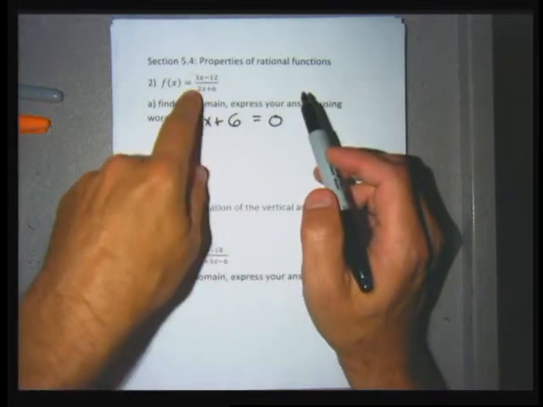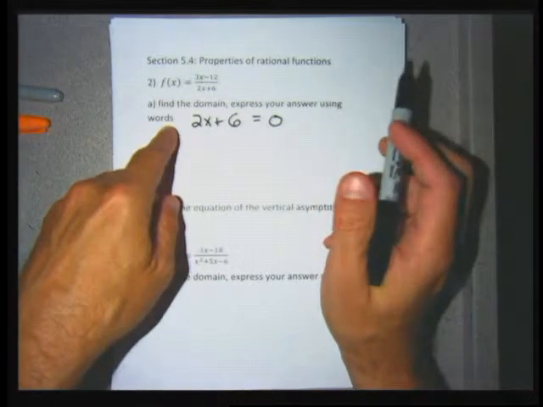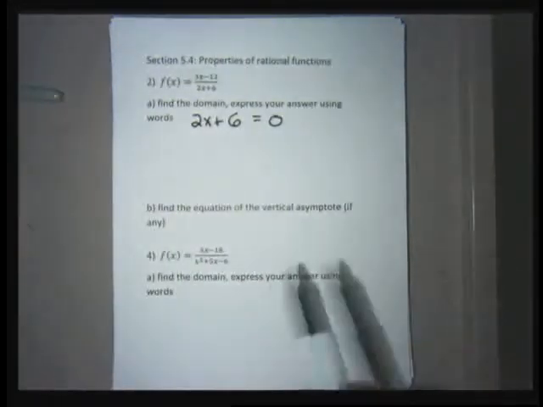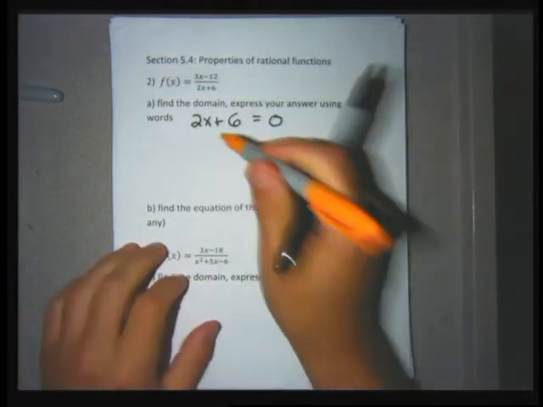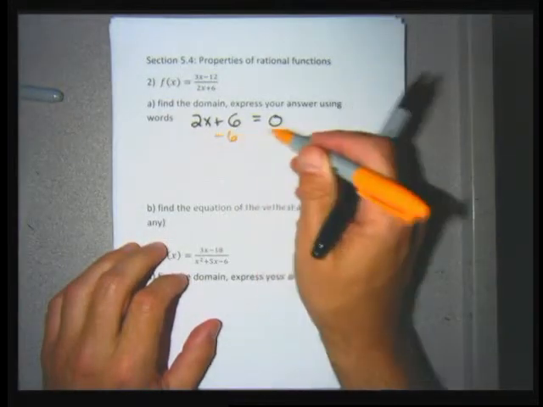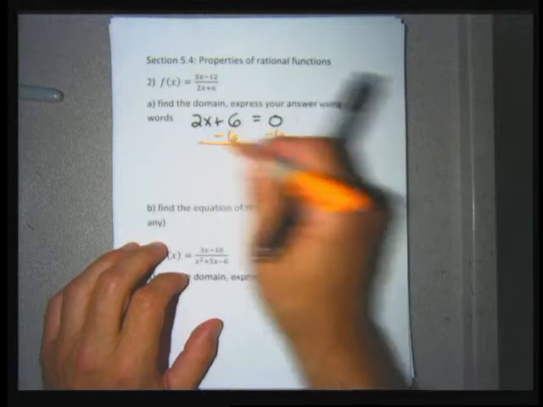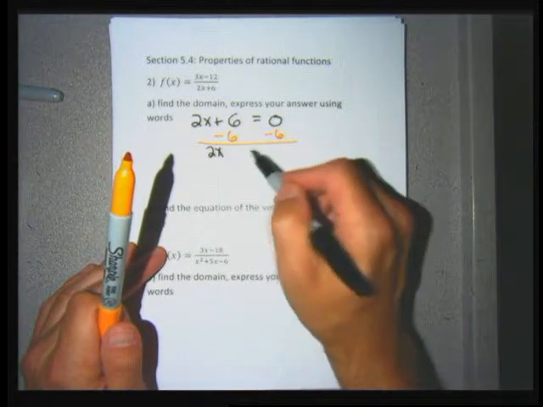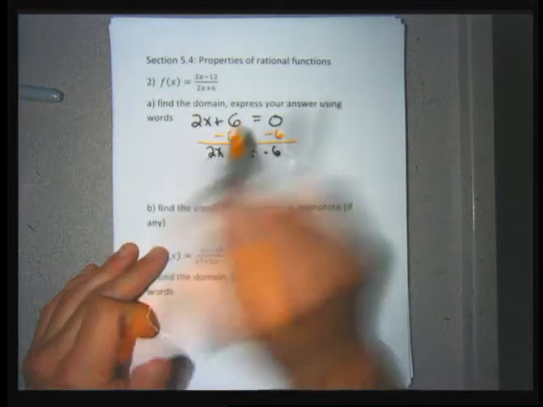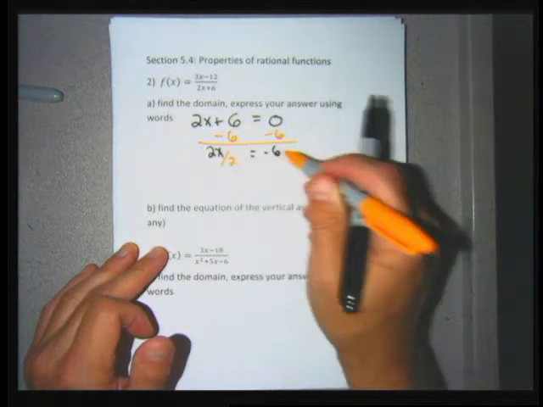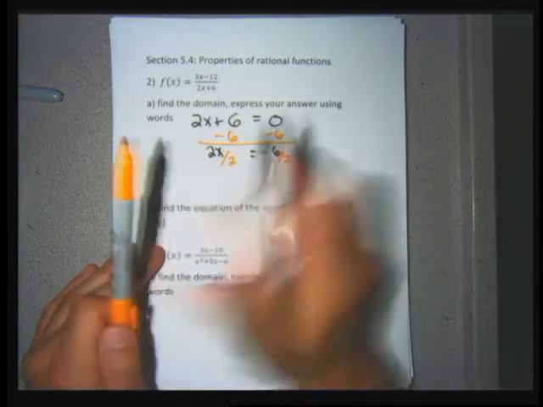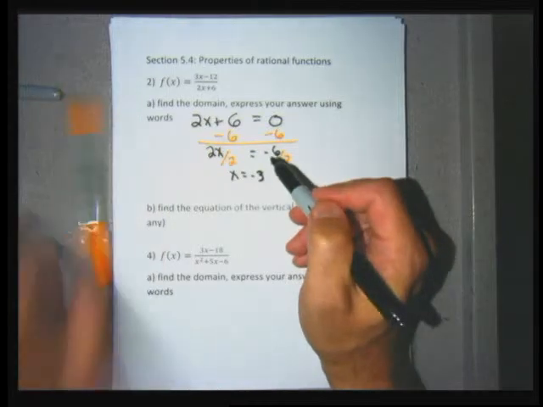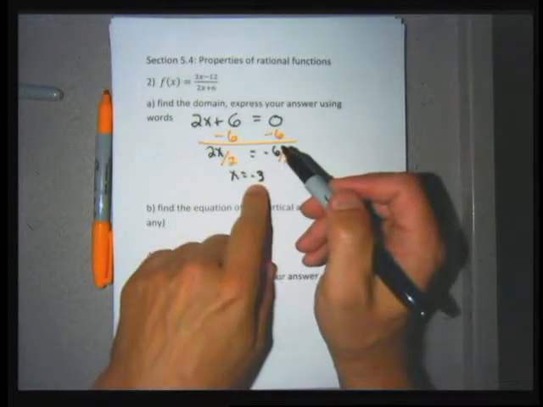So for problem 2, it asks me to do two things: find the domain, express your answer in words. To find the domain of any fraction, I take the denominator and set it equal to 0 and solve that for x. In this case, the denominator is 2x plus 6. I'll show more algebra than I might for a lot of these problems, just because it's the first problem. The algebra involved in setting the denominator equal to 0 doesn't give me exactly the domain. It gives me the number to exclude from the domain.